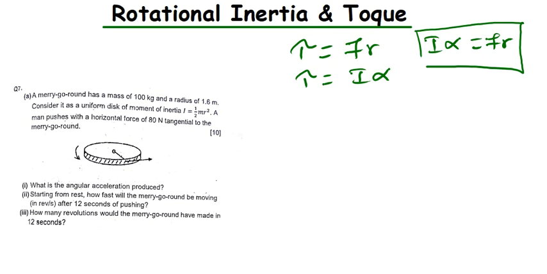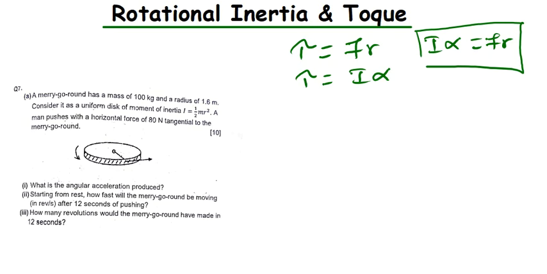Now I have got some questions on the same relationship between rotational inertia and torque. The first question is from one of the exam past papers. It says a merry-go-round has a mass of 100 kg and radius of 1.6 meters. Consider it as a uniform disk with a moment of inertia equal to half mr squared. A man pushes with a horizontal force of 80 newtons tangentially to the merry-go-round. This question had 10 marks.